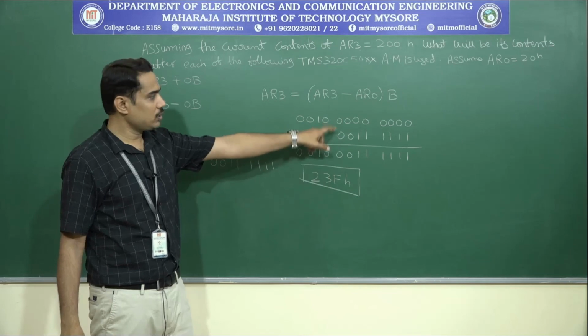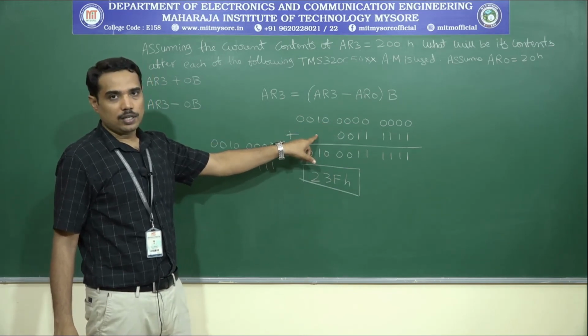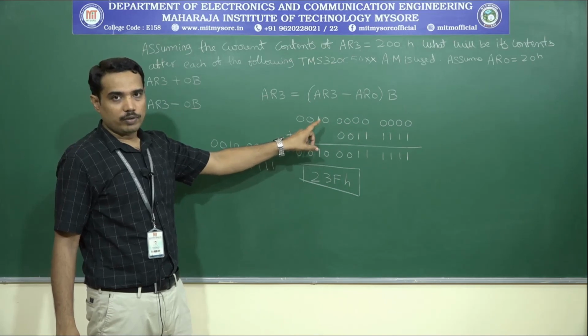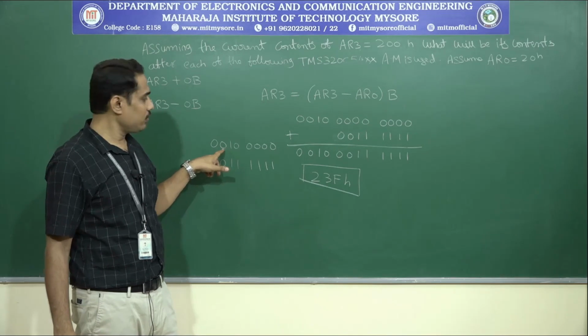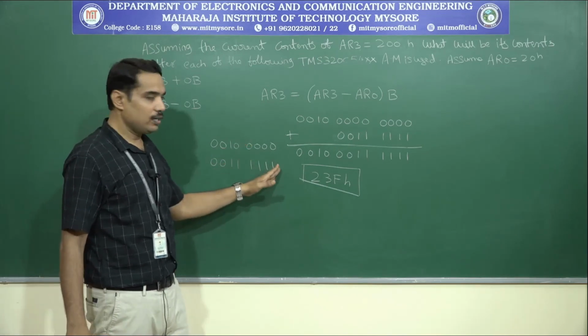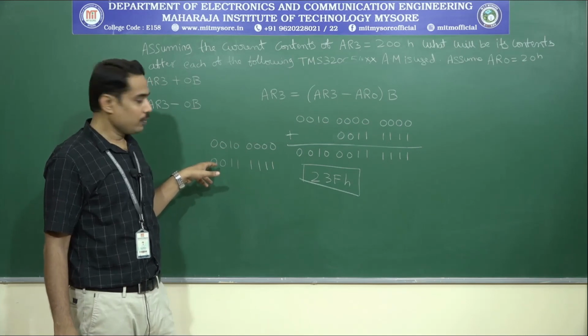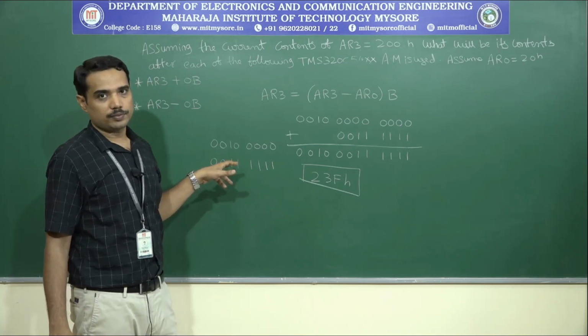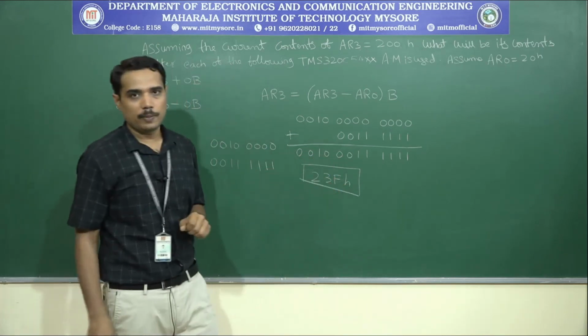Here also no question of carry, but you have to take note, you have to be very careful while taking the 2's complement of the 20H. Instead of starting from LSB, you have to take the 2's complement of 20H from MSB. Okay? If that is the case, I can get 23FH as the answer.